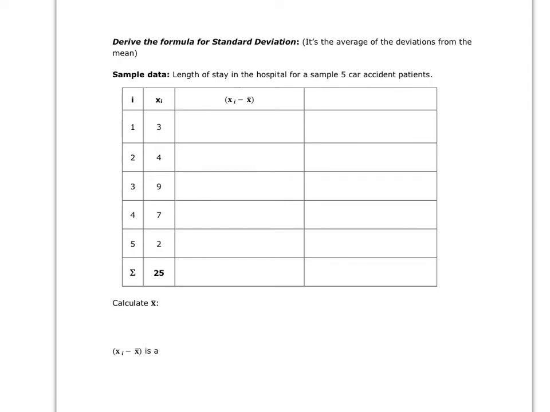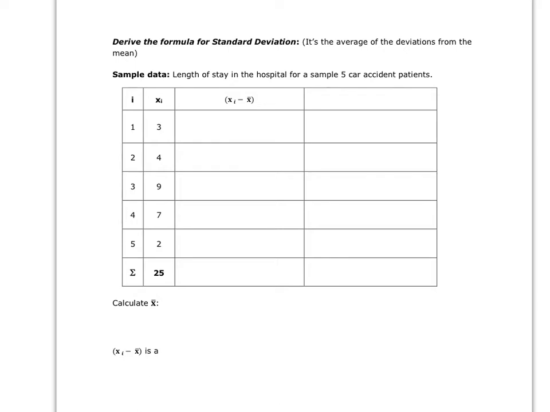And we want to try to get at an average of those for this measure. We are going to derive the formula for standard deviation. It's just an average, and we know how to calculate an average, so we should be able to do that. So we have some sample data. The sample size is 5, and those data values are given there. What we're doing is we're looking at length of stay in the hospital for a sample of 5 car accident patients. So if we're looking for the average deviation, we are going to want to calculate what the deviation is between the data values and the sample mean.